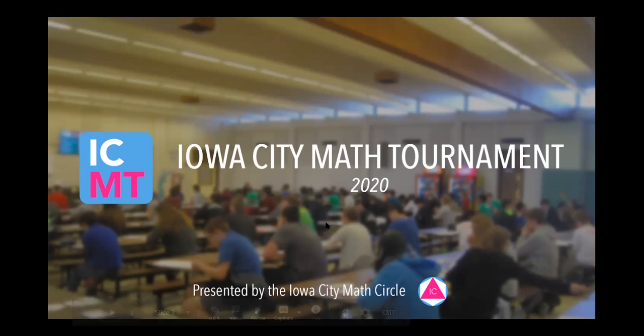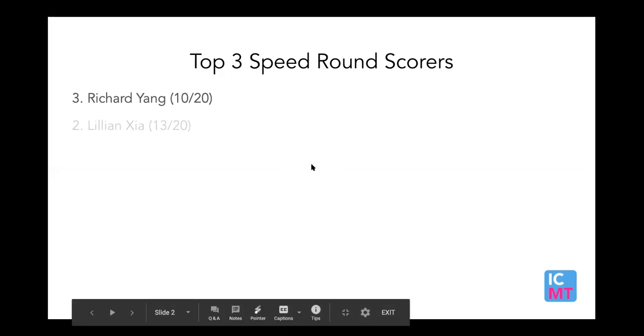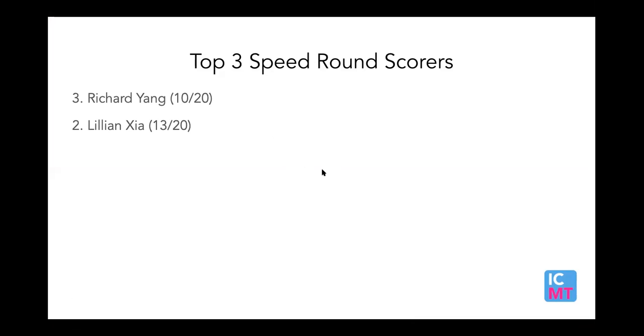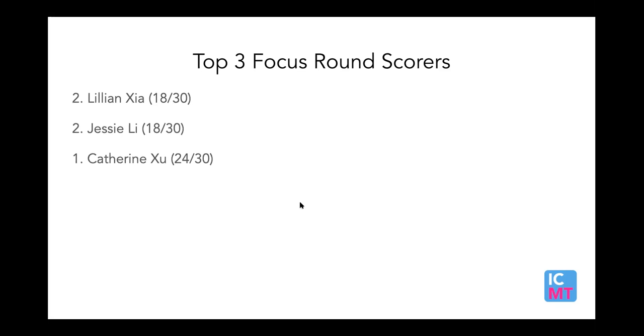Okay, so we'll first start with the speed round. In third place, we have Richard Yang with a score of 10 out of 20. In second place is Lilian Xia with 13 out of 20. And the first place speed round score is Catherine Xu with 18 out of 20. Okay, moving on to the focus round. We had a tie for second place between Lillian and Jessie Lee, both with scores of 18 out of 30. And the top focus round score was Catherine with a score of 24 out of 30.